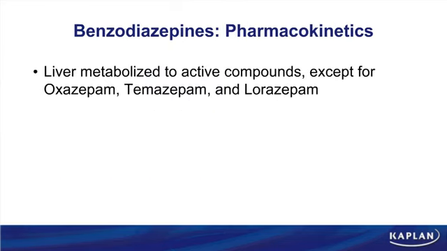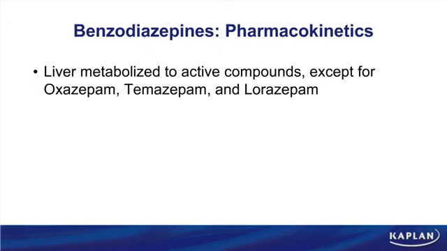When we look at the pharmacokinetics of benzodiazepines, the rule is these drugs are metabolized by the liver, most often to active compounds. So many times the benzo is going to have perhaps multiple active metabolites. But there are three exceptions: the drugs oxazepam, temazepam, and lorazepam. And a way to remember these three as an exception is to take the first letter of each drug's name. You have OTL, and you can remember the phrase.